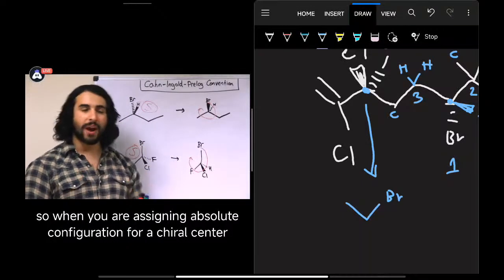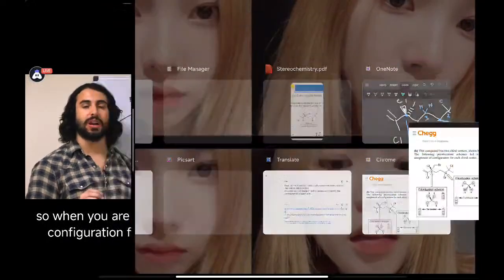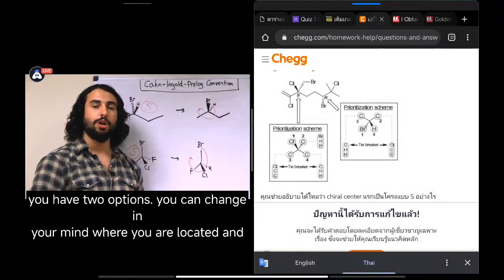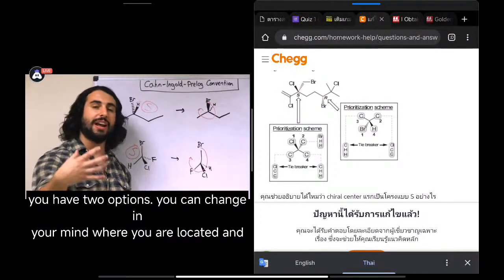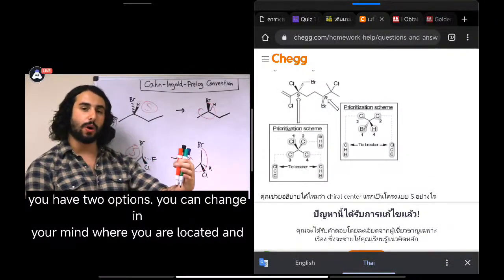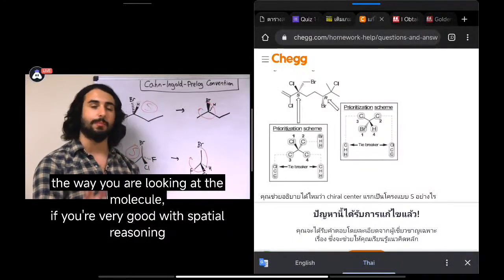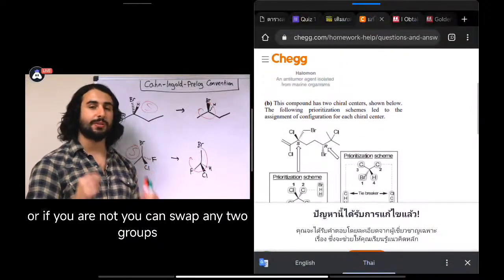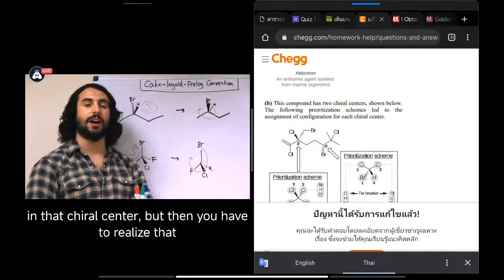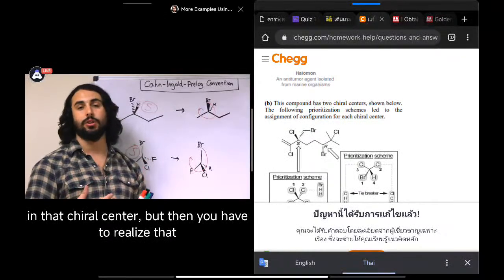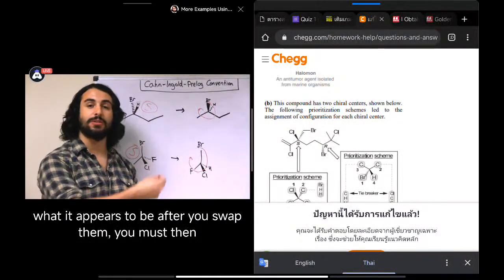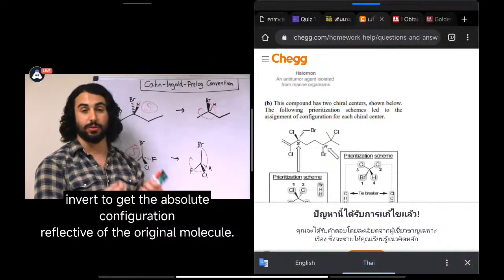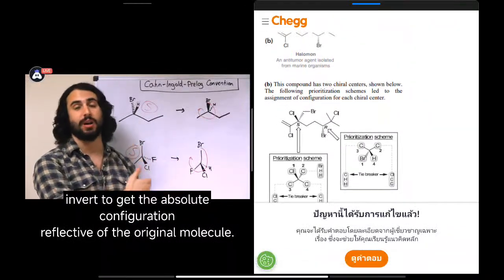So when you are assigning absolute configuration for a chiral center where the lowest priority group is not already away from you, you have two options. You can change in your mind where you are located and the way you are looking at the molecule if you're very good with spatial reasoning, or if you are not, you can swap any two groups in that chiral center. But then you have to realize that what it appears to be after you swap them, you must then invert to get the absolute configuration reflective of the original molecule.